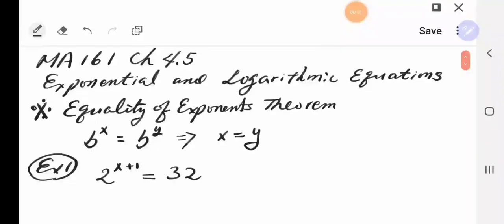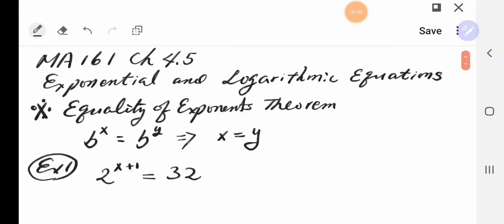The base is b. So in order for this exponential equation to be the same, the exponent has to be the same, isn't it? Because the base is the same. So the corresponding parts, the bases, are the same, so the exponents should be the same. For example, for exercise number 1, we have an equation. The left side of this equation is an exponential form. The exponent is x plus 1 and the base is 2.